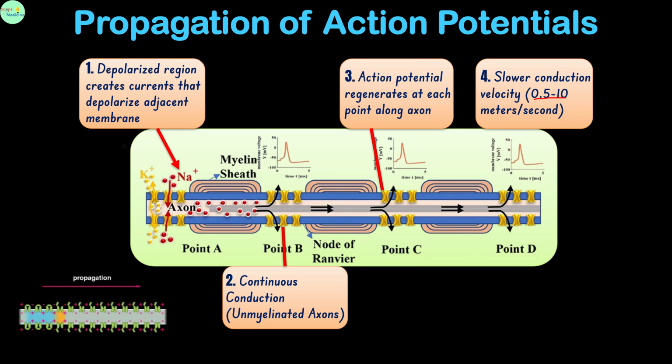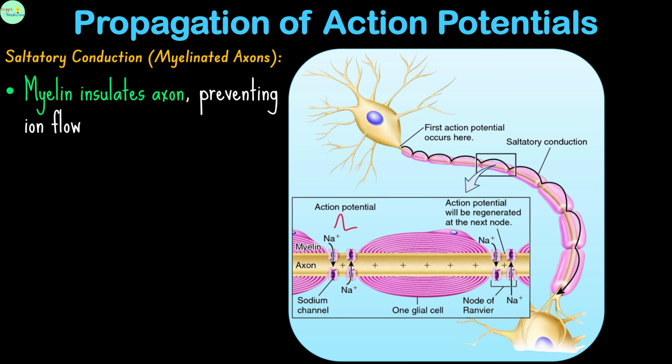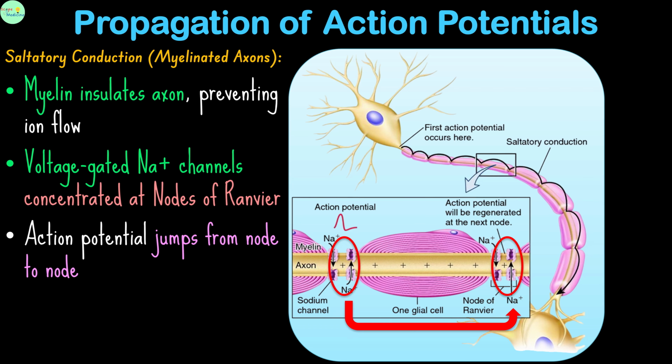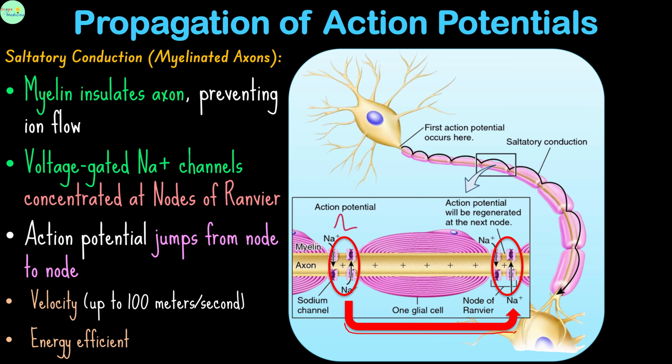In myelinated axons, saltatory conduction occurs. The myelin sheath insulates the axon, preventing ion flow, and voltage-gated sodium channels are concentrated at the nodes of Ranvier, which are gaps in the myelin. The action potential jumps from node to node, dramatically increasing conduction velocity up to 100 meters per second and making propagation more energy efficient since depolarization occurs only at the nodes.